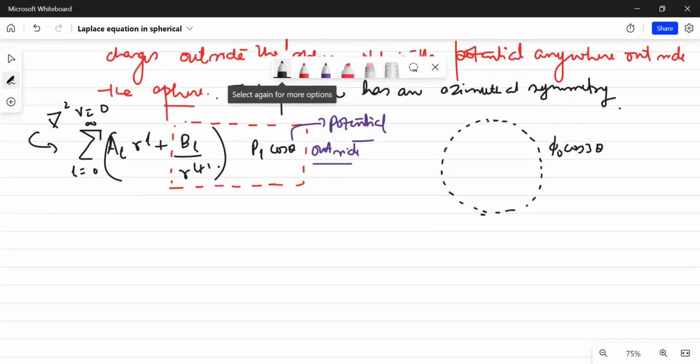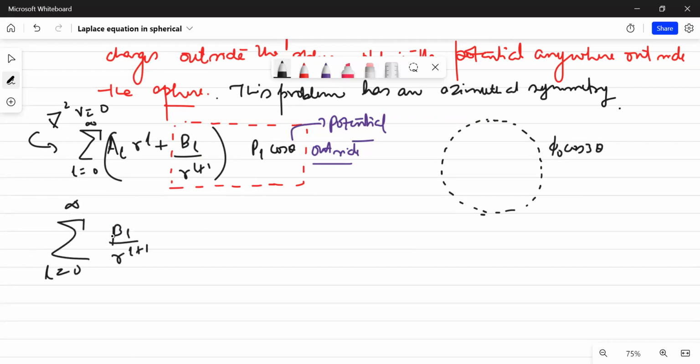So what you do is take this particular thing: the summation L equals 0 to infinity of BL upon R raised to the power L plus 1. This forms your potential anywhere outside. And we know that as R tends to capital R, it will give you phi naught cos 3 theta.